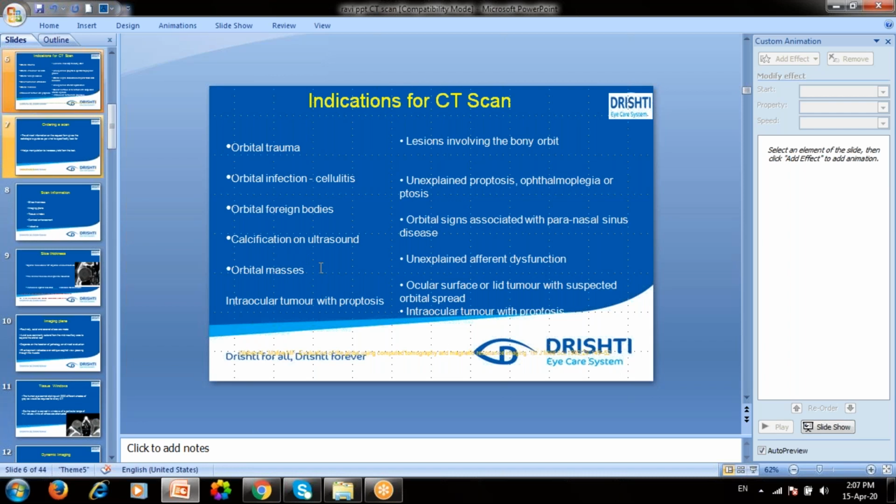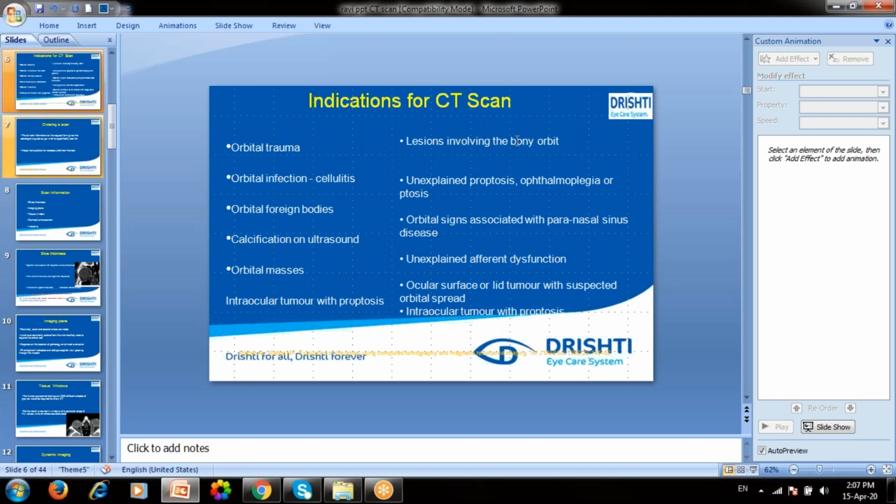So in that case we can send it for CT scan. Intraocular tumor with proptosis. Any proptosis, we should find out the reason why the proptosis is there. Proptosis means the bulging of the eyeballs. Why is the bulging of the eyeball there? So in that case we can send for CT scan.